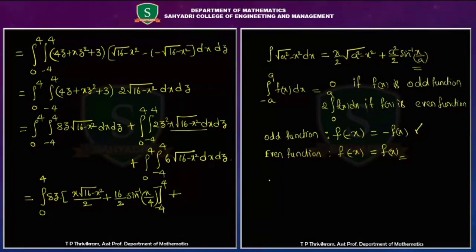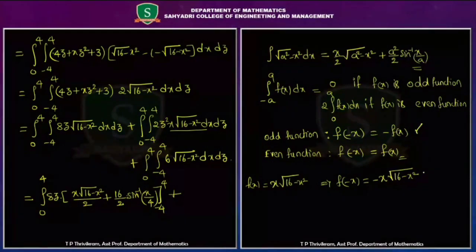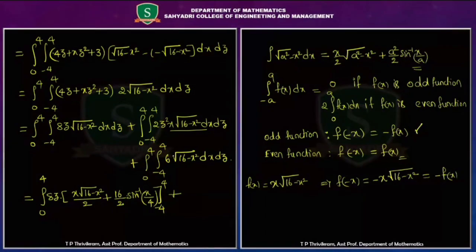Now we have to check whether this x into root of 16 minus x square is an even function or an odd function. If it is, the integration will be very easy. So f of minus x, replace x with minus x in this. How much will you get? Minus x into root of 16 minus x square. So this is nothing but minus f of x. Directly you can put this output as 0.